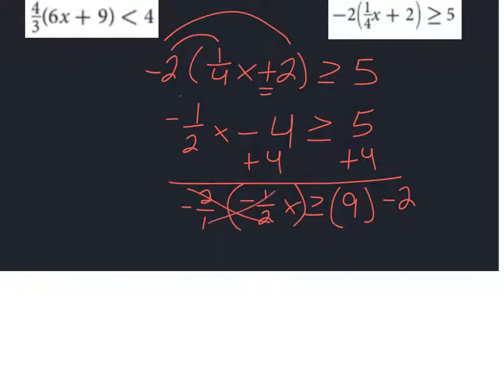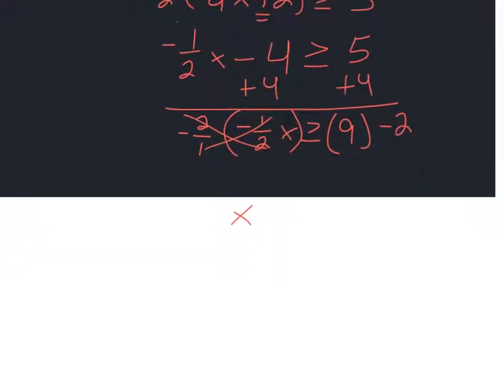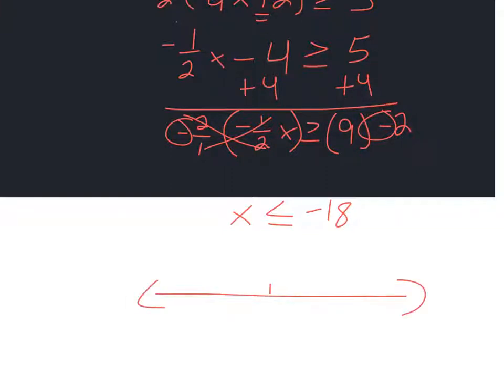So that'll cancel out. But when we're multiplying both sides of an inequality by a negative, what do we need to do? We need to flip the inequality symbol. So remember that. We need to flip the inequality symbol whenever we're multiplying both sides of an inequality by a negative. And then if you were to graph this, we would just be starting at negative 18. We'd have a closed circle this time because we are including negative 18, and we would shade to the left.